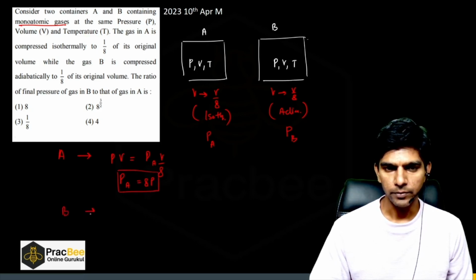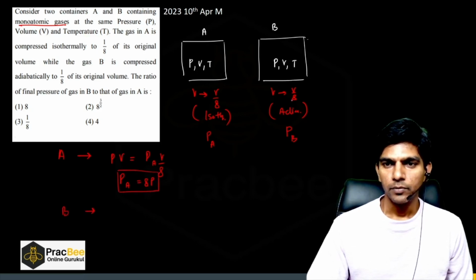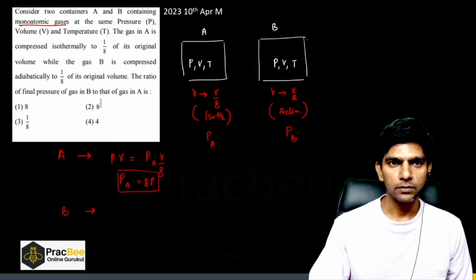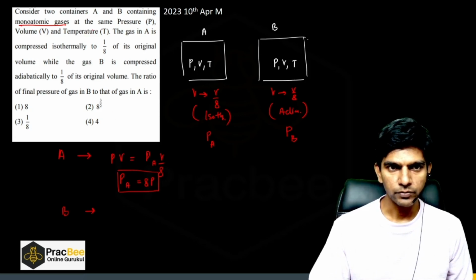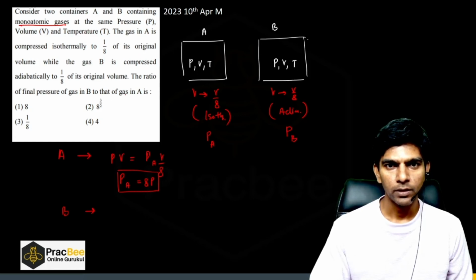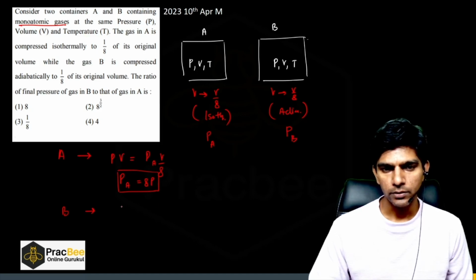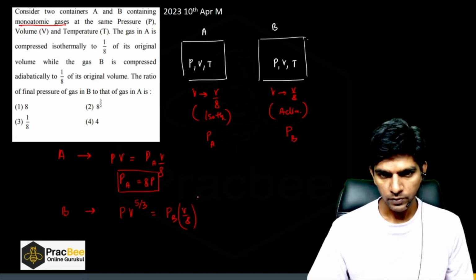Now for container B, we know that PV raised to power gamma is constant, and what type of gas do we have? Let me just check the type of gas we are having. Monatomic gas, sorry. So gas is monatomic. So it will be PV raised to power 5 by 3, because gamma value is 5 by 3 for monatomic gas. Then pressure becomes PB, and volume will become V by 8 raised to power 5 by 3.